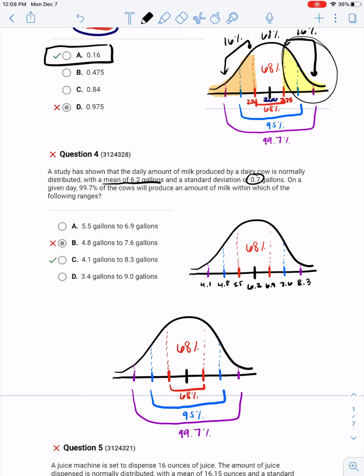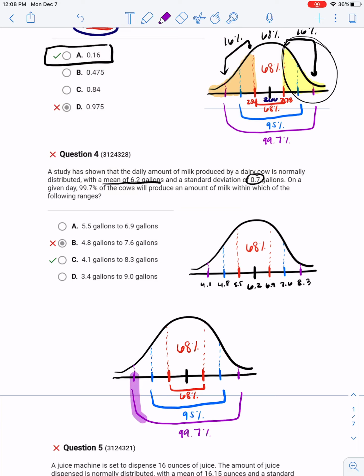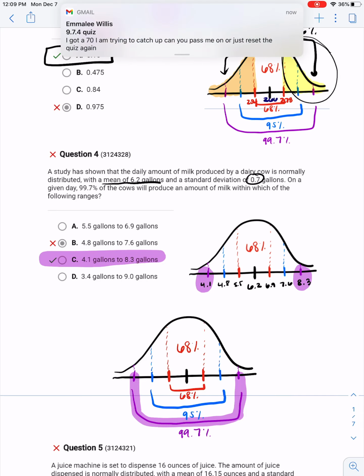Okay. And then it says 99.7. 99.7 is that purple section. So remember, like down here, we said all of the, like 99.7% of the data is between those purple numbers. So that would be for us 4.1 and 8.3, which is how we get our answer right here. 4.1 to 8.3 gallons, okay?